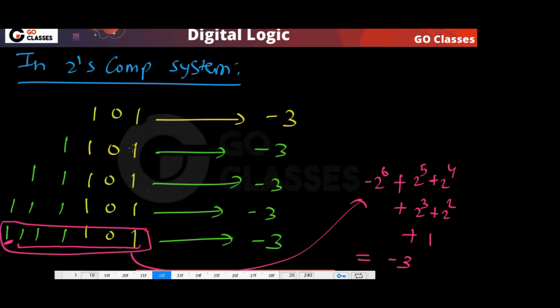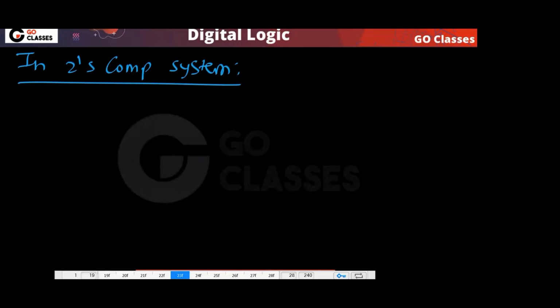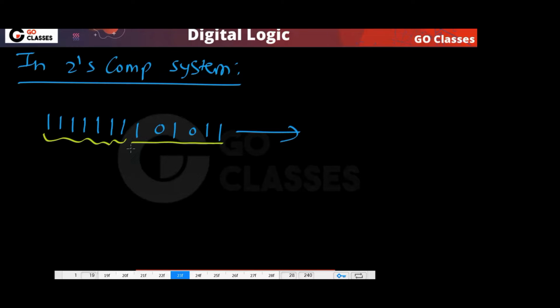Is this clear? So this actually tells you one thing: these extra ones do not matter. Remember, if I give you any number like 1 1 1 1 1 1 1 1 and then 0 1 0 1 1, then what will this be? It simply tells you that these extra ones do not matter. This one matters, but these extra ones, they do not matter.